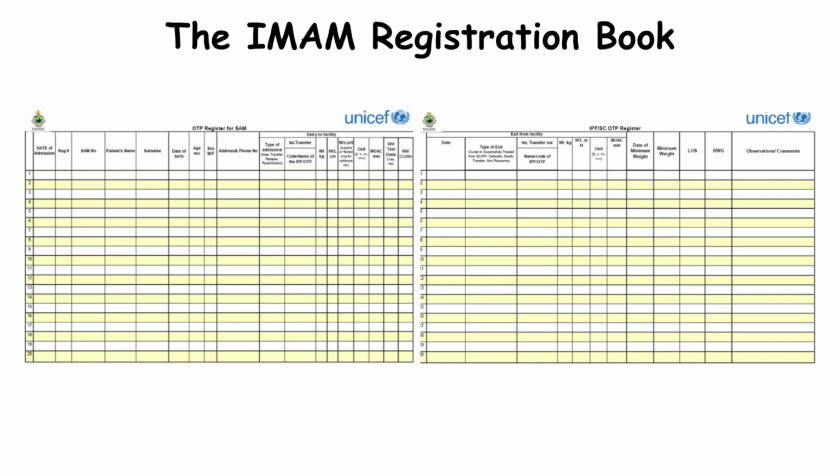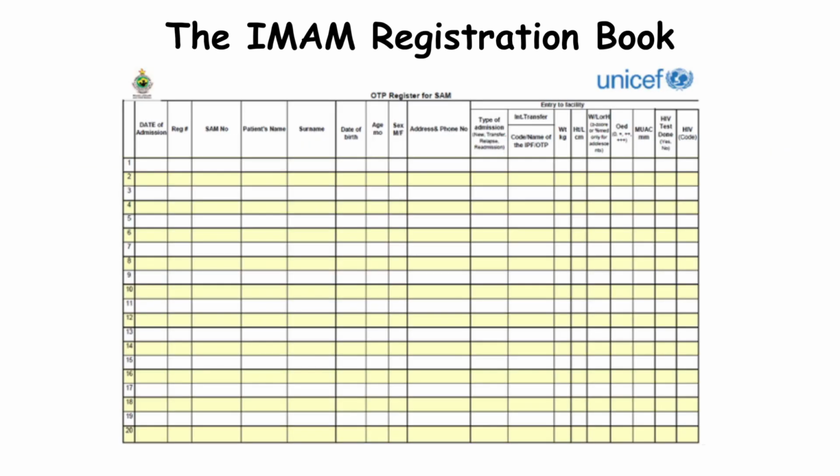Summarizing data from the registers can allow us to assess program performance at that site. In the registration book, we input the following information: registration number. This refers to the hospital health facility number given to a patient. Patient's name, where you record the patient's name in full according to the mother or the child's health card or birth certificate or national identity card.